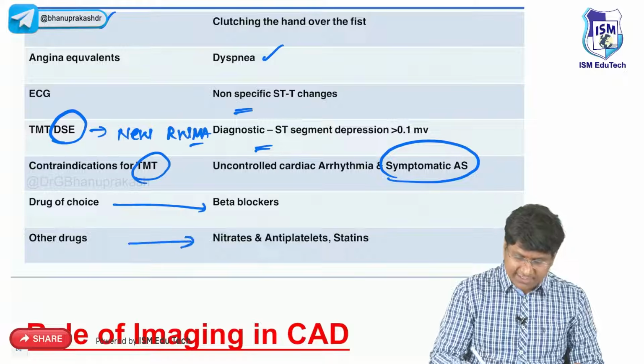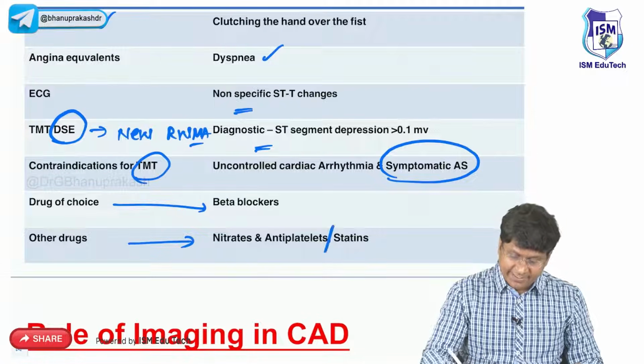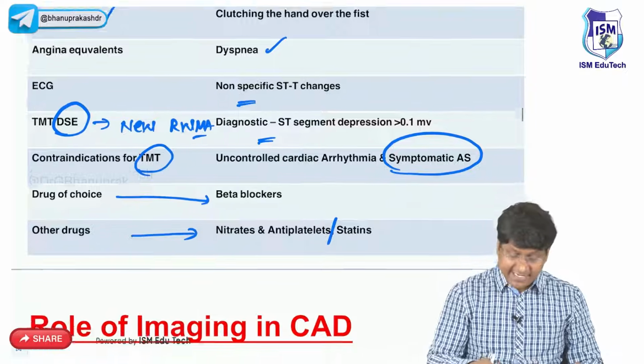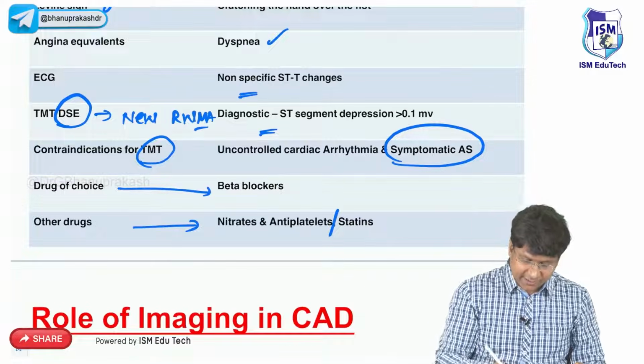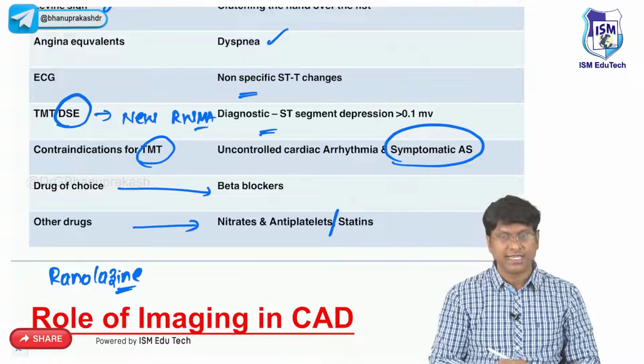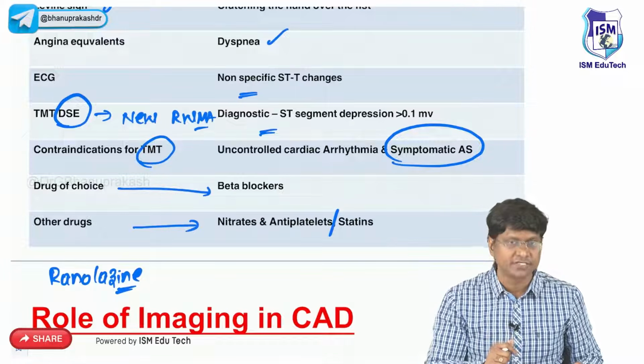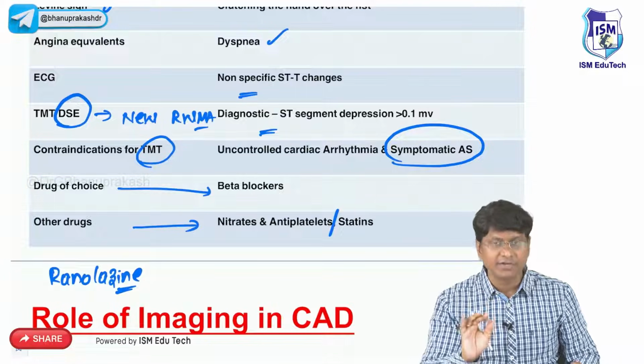And the other drugs that we give: for pain we give nitrates, and then antiplatelets or statins can be given. And in chronic angina, the drug that has been used is ranolazine. Right, the drug that has been used is ranolazine. Okay, so this is about your chronic stable angina, which is also called reversible angina or reversible ischemia.